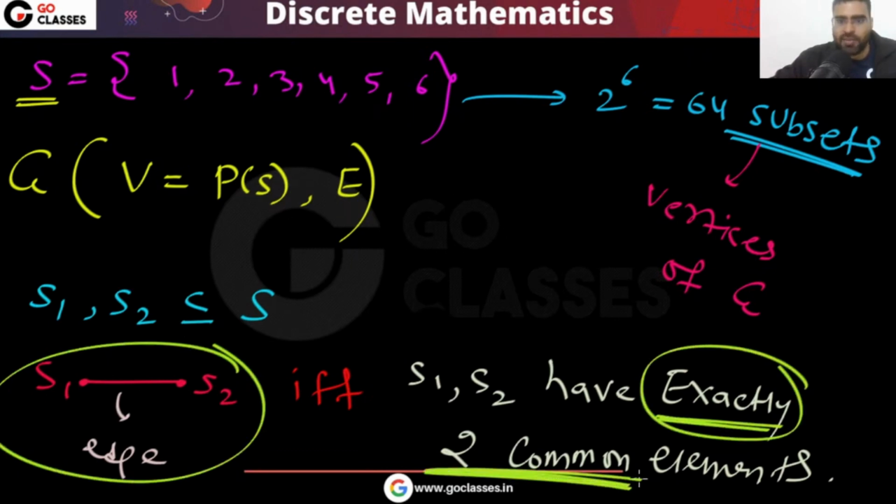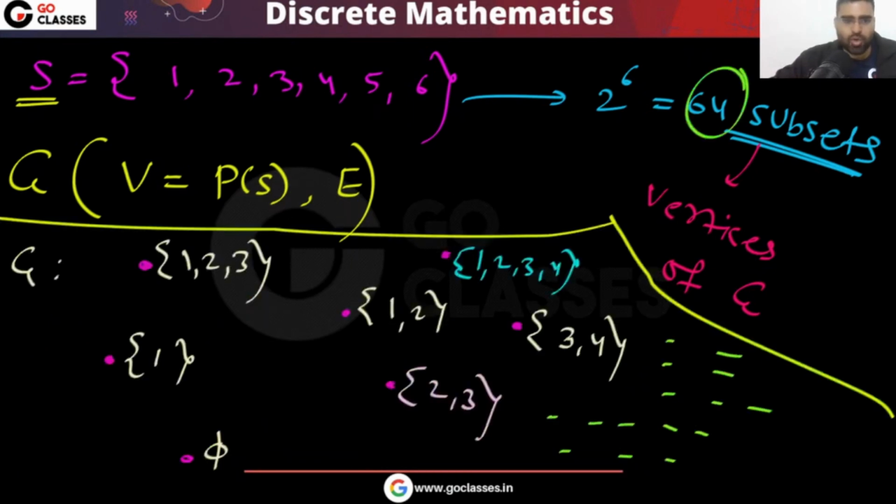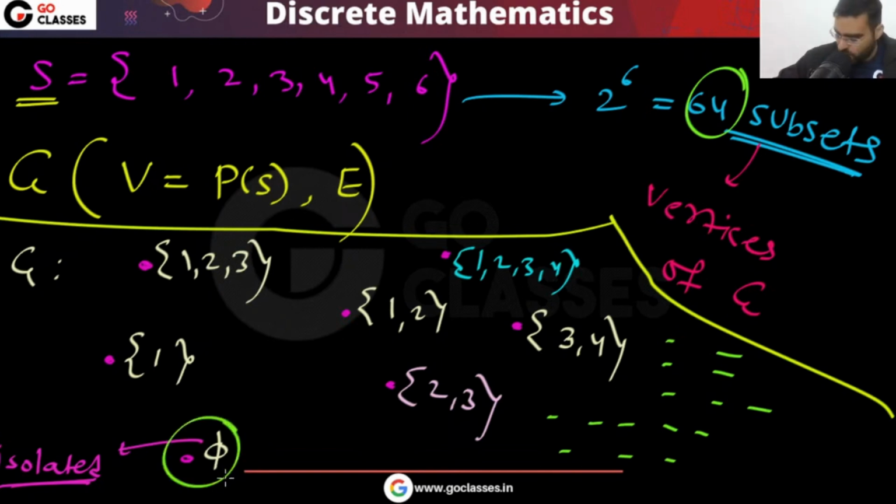Exactly two common elements. Okay, exactly two common elements. So this cannot be adjacent. So this will be isolated. Can I say this will be isolated? Because this cannot have two common elements with anyone. This vertex, look at this vertex. This set cannot have exactly two elements common with any set.